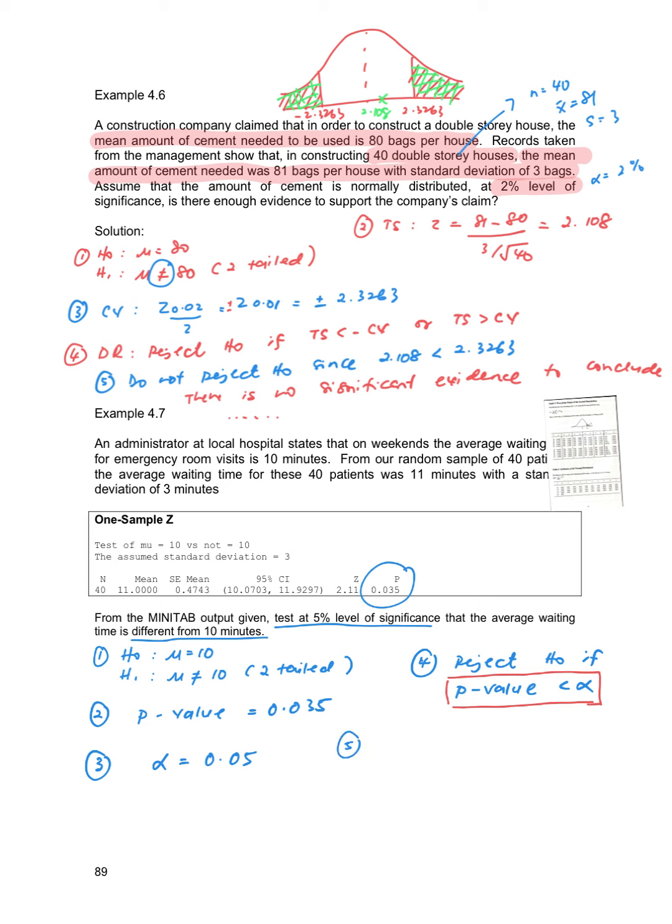So our decision here, the fifth step, since p-value 0.035 is less than 0.05, we reject H naught. Since 0.035 is less than 0.05, then we reject H naught. So what can we conclude here? We can conclude here that the average waiting time is different from 10 minutes. We do not accept H naught, right? We reject it. So what we accept is H1. So meaning that we can say that the average waiting time is different from 10 minutes.